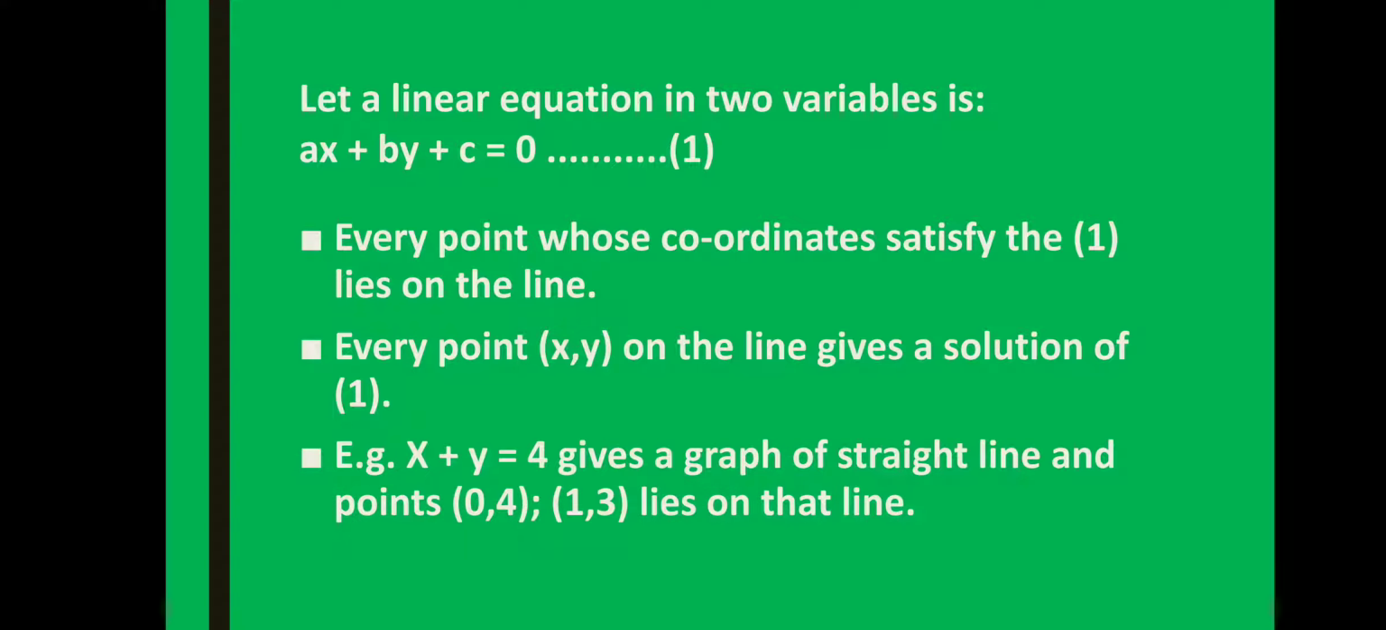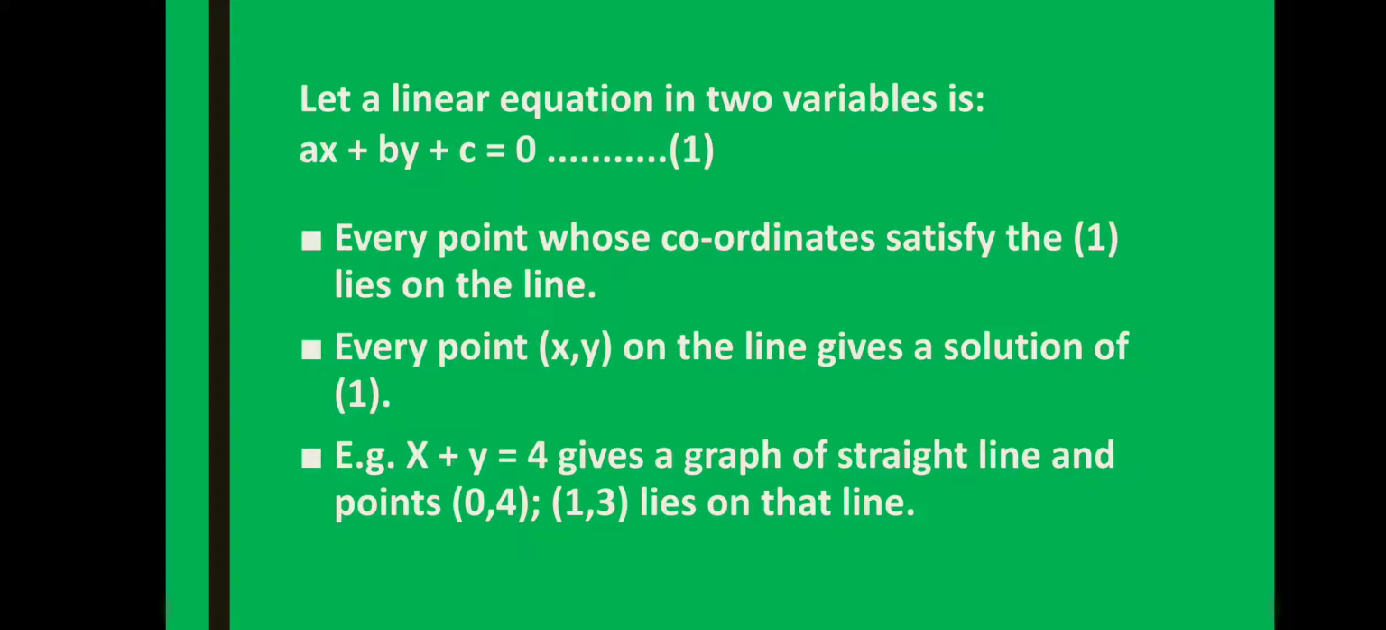Next, for example, x plus y is equal to 4. This is a linear equation in two variables x and y. So this gives a graph of a straight line. As the name of this equation suggests, linear means it is in the form of a line. So a linear equation always represents a straight line in a graph.